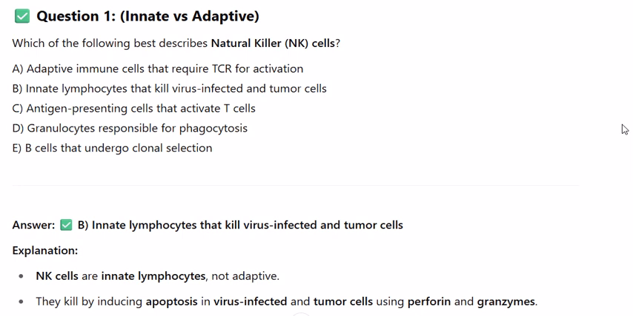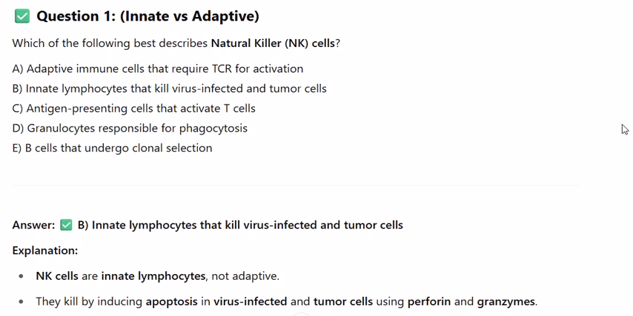Question 1. Innate versus adaptive. Which of the following best describes natural killer (NK) cells? A. Adaptive immune cells that require TCR for activation. B. Innate lymphocytes that kill virus-infected and tumor cells. C. Antigen-presenting cells that activate T cells. D. Granulocytes responsible for phagocytosis. E. B cells that undergo clonal selection. The answer is B. Innate lymphocytes that kill virus-infected and tumor cells.